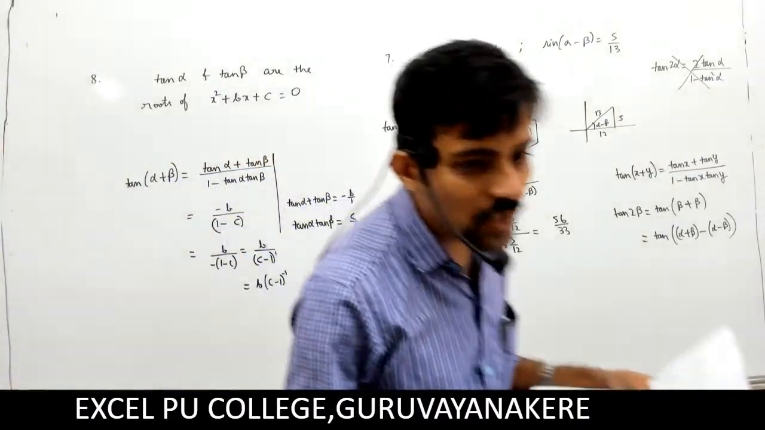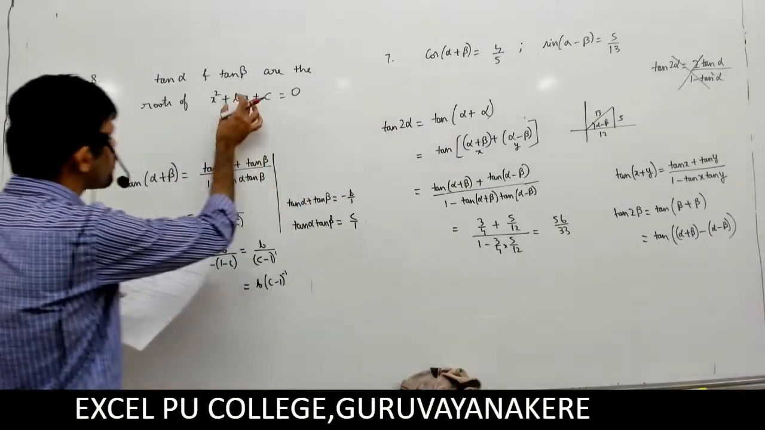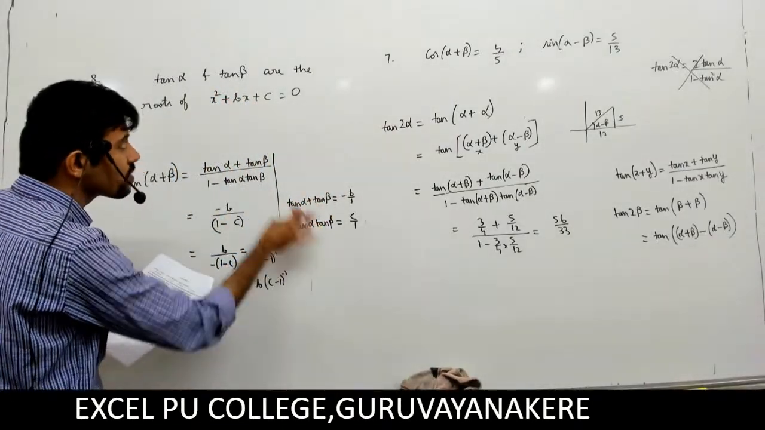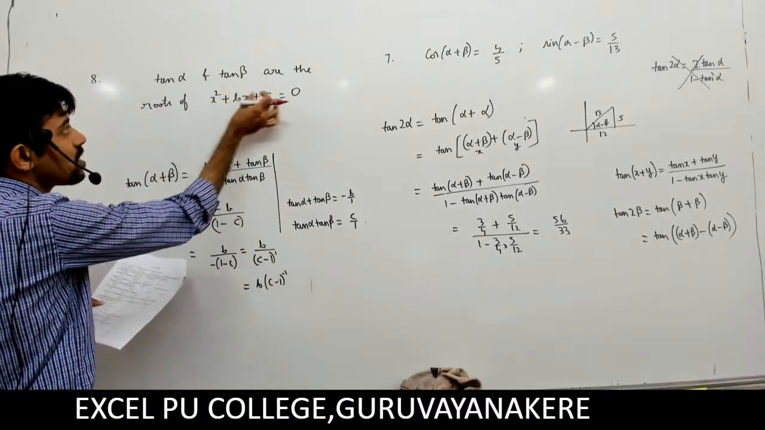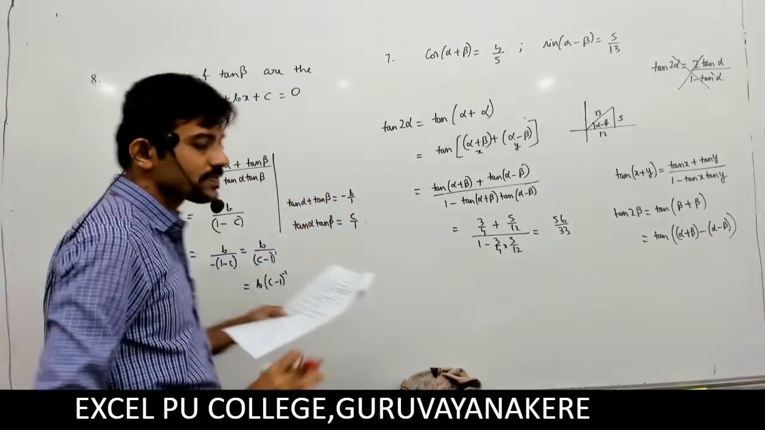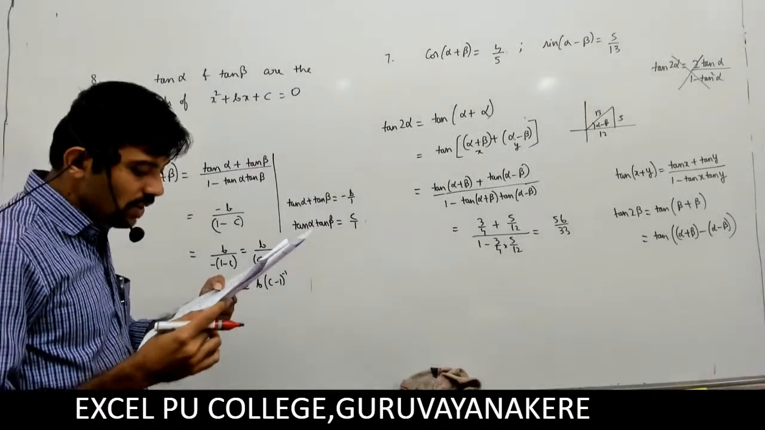Relation between the roots and the coefficients. Sum of the zeros is minus b by a, minus coefficient of x by coefficient of x square. Sum of the roots. Product of the roots is constant term by coefficient of x square, c by 1. Coefficient of x square is 1, so c by 1, that is c. Is that clear? Ninth one we are already done.